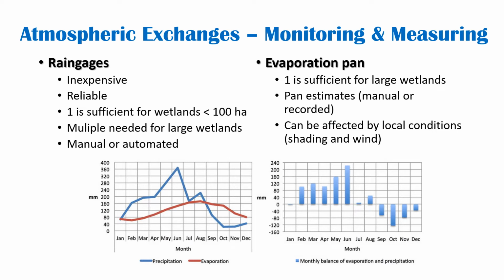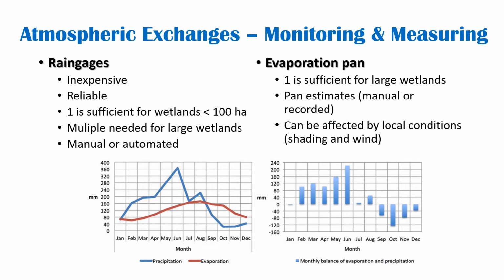Oftentimes, one rain gauge is sufficient for wetlands of a reasonable size, but multiple rain gauges might be needed for larger wetlands. They have manual rain gauges or automated ones that record the rain levels over time. You can also measure the evaporation with an evaporation pan, and those can also be manual or recorded, but keep in mind they can be affected by local conditions such as shading or wind.